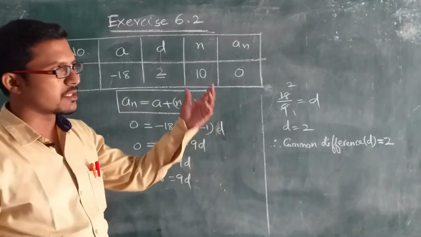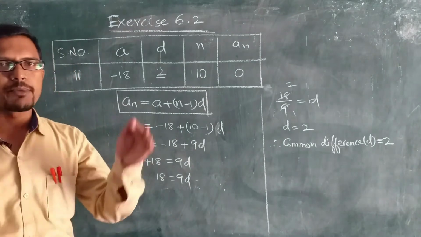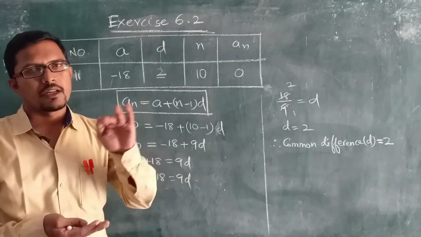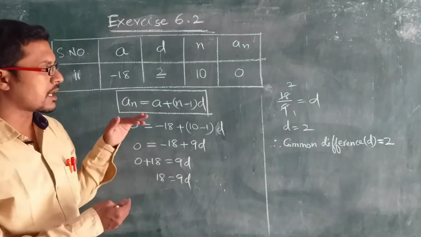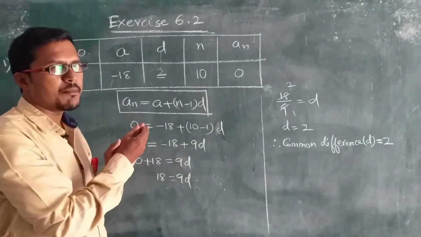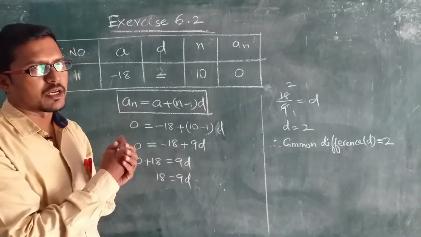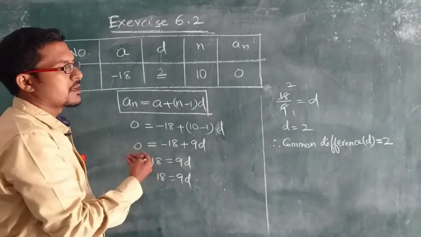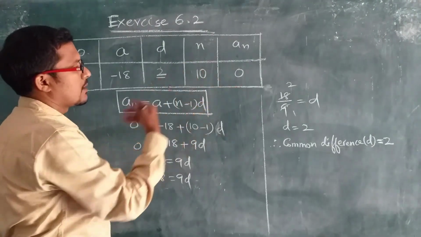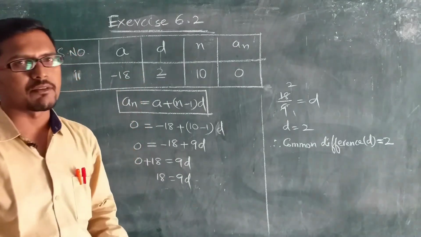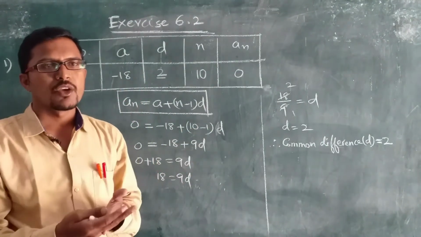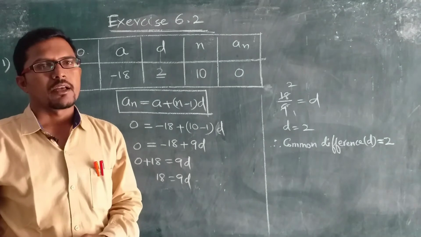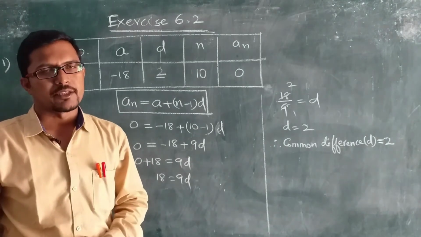So like this you have to solve all the problems which are given in that table. Okay. The formula will be the same, but the process and the terms will change. Sometimes N will not be given, sometimes AN will not be given, sometimes A will not be given. So with the help of the remaining 3 we have to find the missing one. Okay. Right.